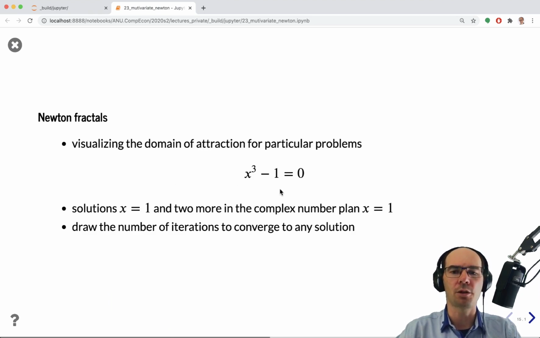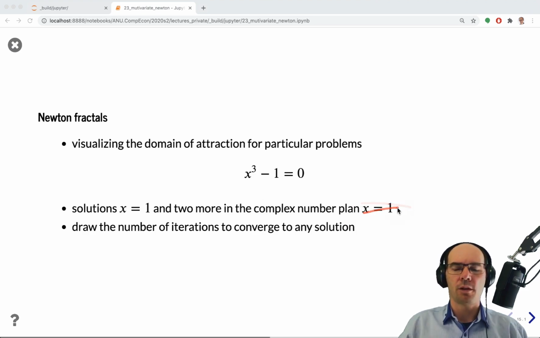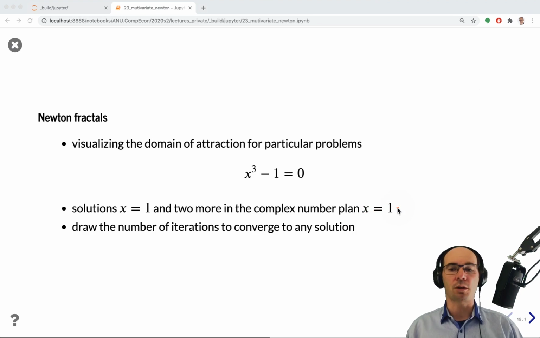So look at the equation. It's a quite simple equation with x cubed. The solution in real numbers is, of course, just one, but there are also two solutions in complex numbers. Two symmetric solutions in the complex plane, actually.